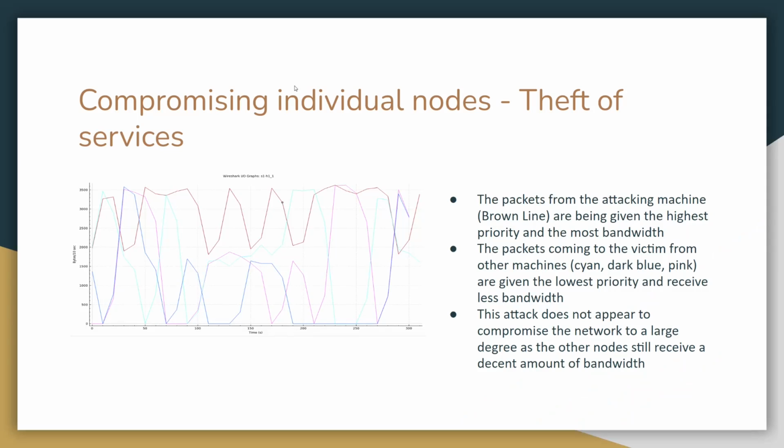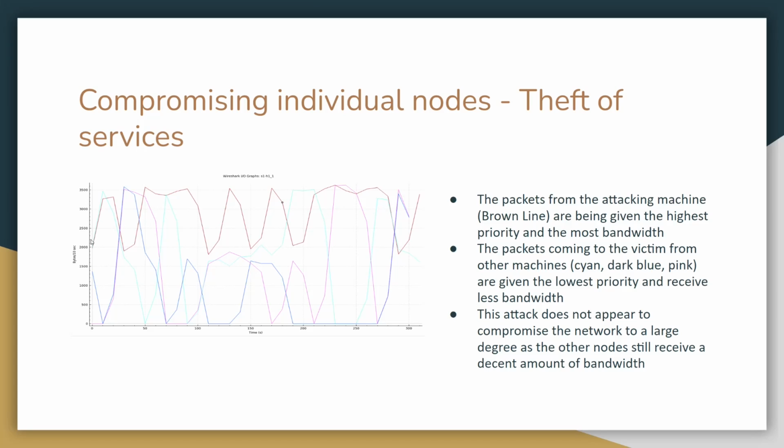Here are the results that we received from our simulations. For the first attack, which was compromising individual nodes, theft of services, we can clearly see here that one line stands out above the others, which, if you haven't seen already, is the brown line here. This is the attacking machine's traffic coming in and out of the victim machine's network.